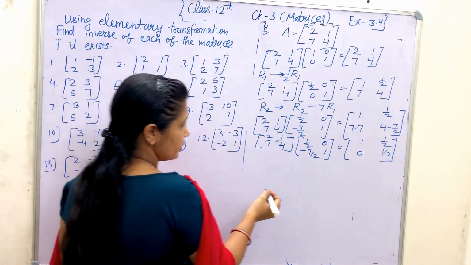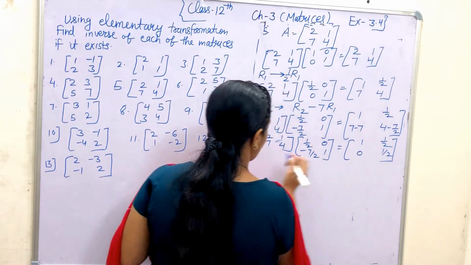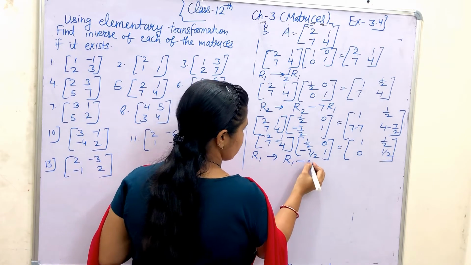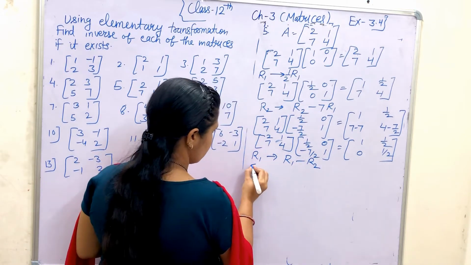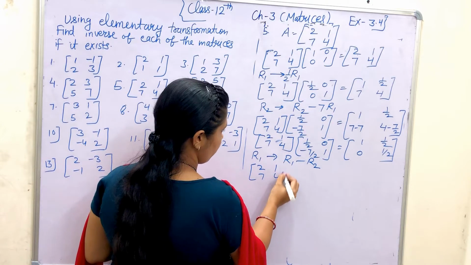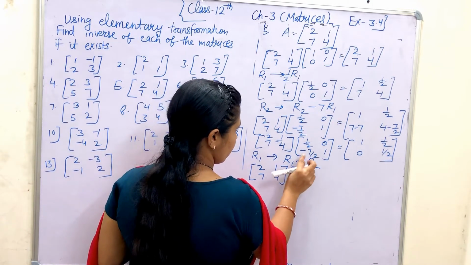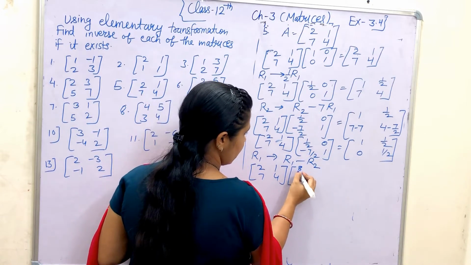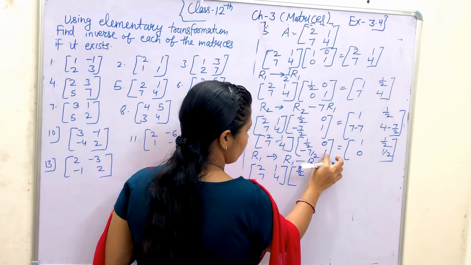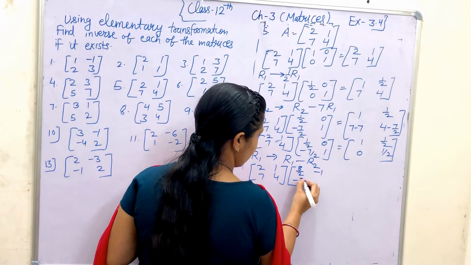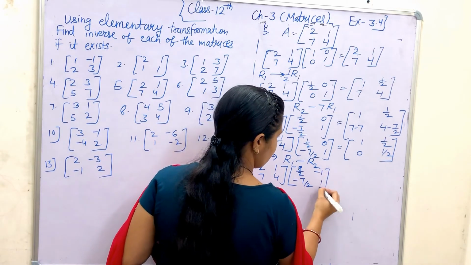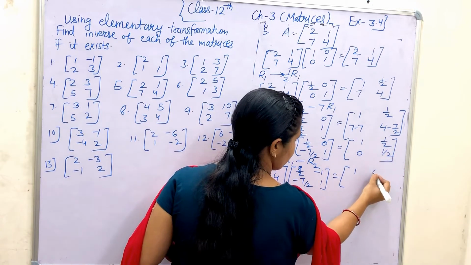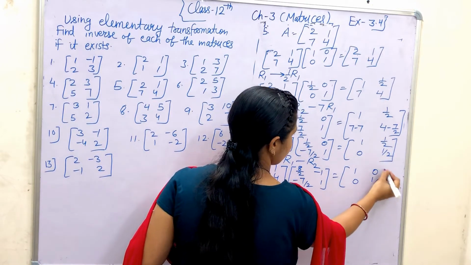Now multiplying. Now we can say R1, again applying on R1. R1 minus R2. 2, 7, 1, 4. 1 by 2 plus 7 by 2 means 8 by 2. 0 minus 1, that is minus 1. Minus 7 by 2 and 1. Here is 1 minus 0, 0. 1 by 2 minus 1 by 2, 0, 0, half.